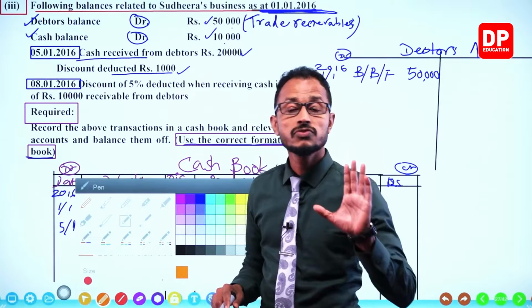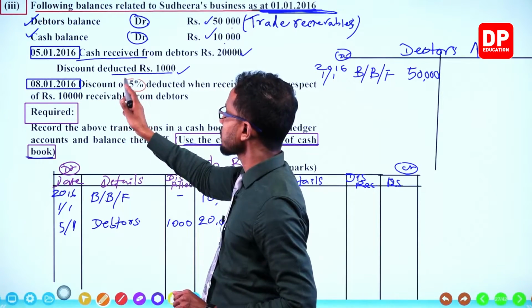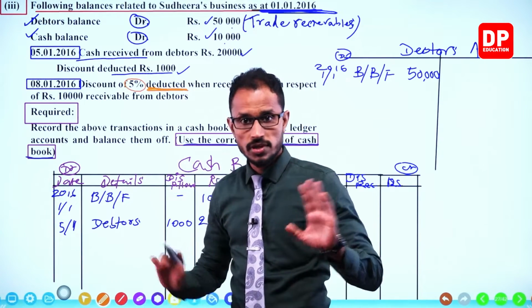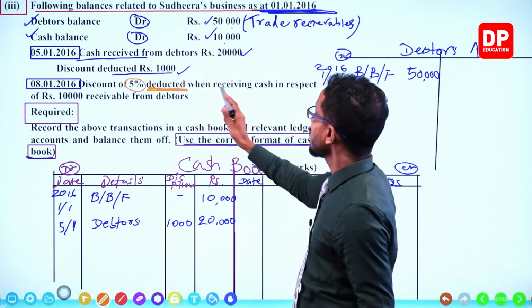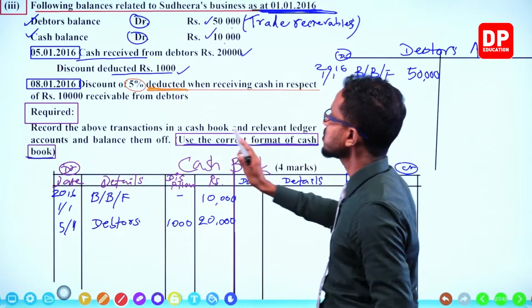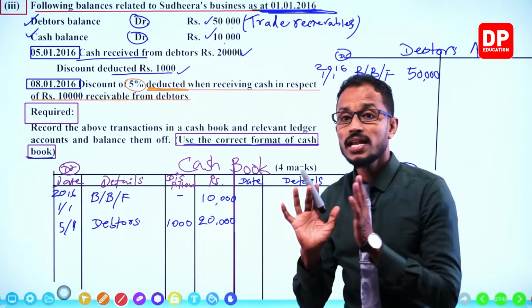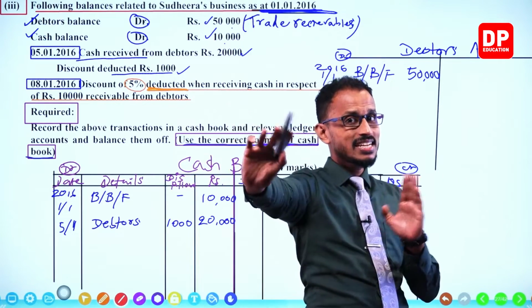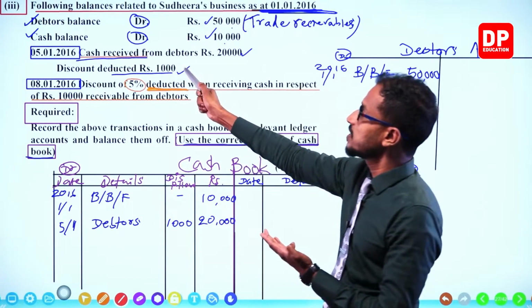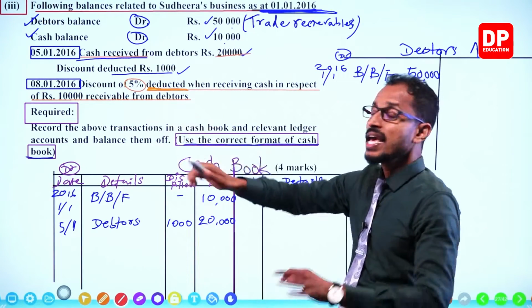See the difference of transactions. Discount of 5%. Okay. Deducted. Now already deducted 5%. Out of how much? When receiving cash of 10,000. Receivable amount is 10,000. Not yet received. In the above transaction, cash was already received 20,000. But here, 10,000 receivable from debtors.